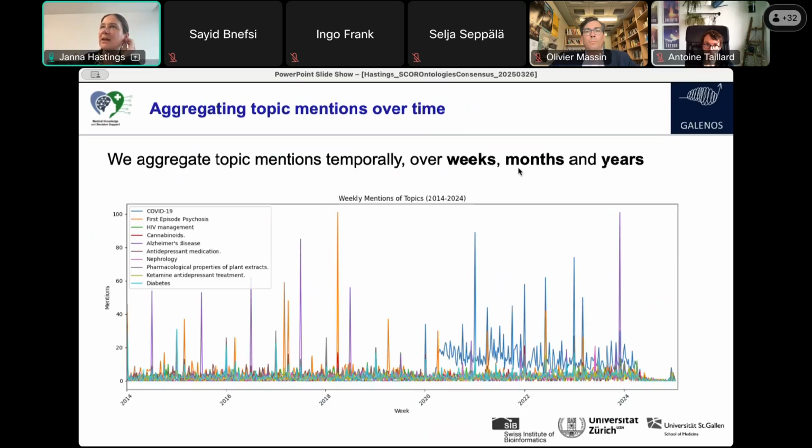And then to get an idea of how these topics evolve over time, we did aggregation. So what we're aggregating here is the mention of a topic inside a given paper, and a paper is just a title and an abstract.